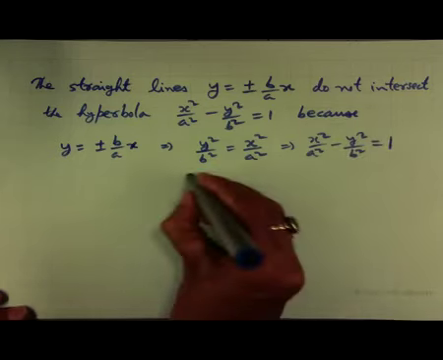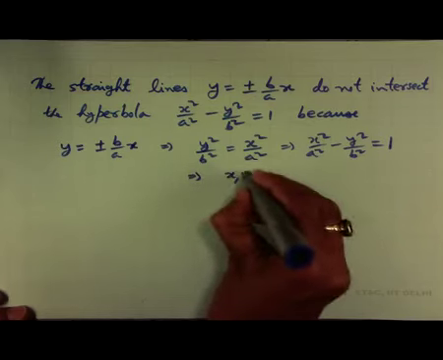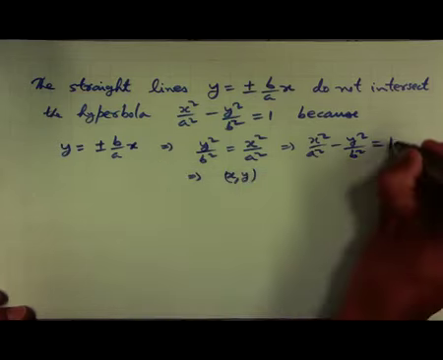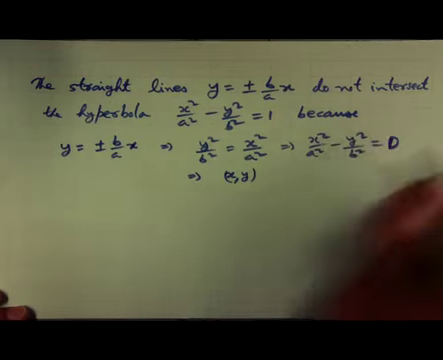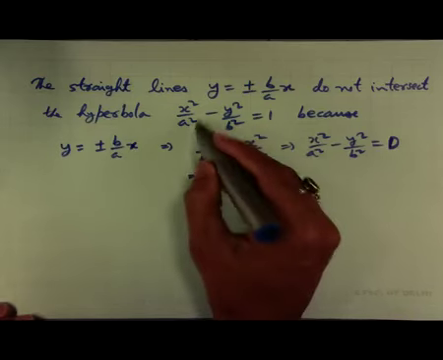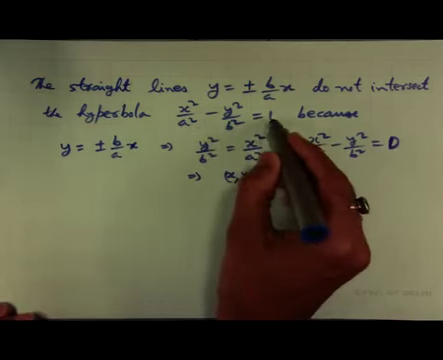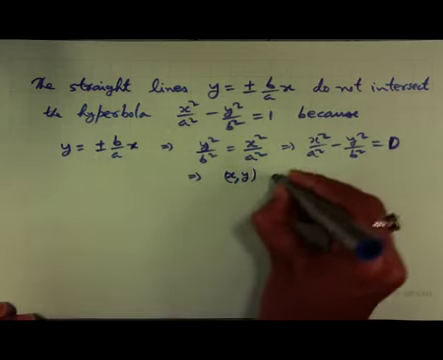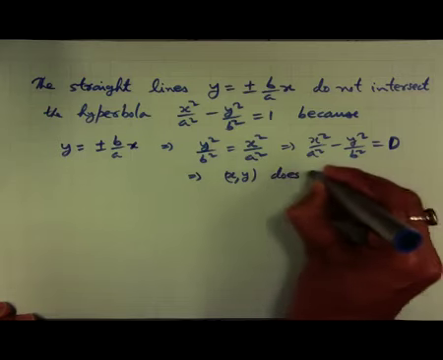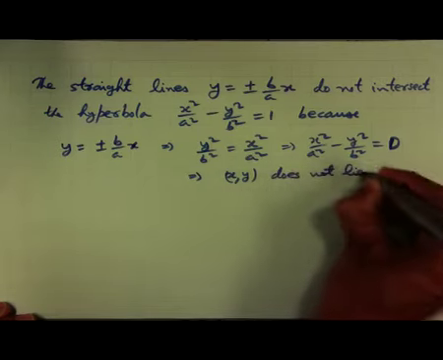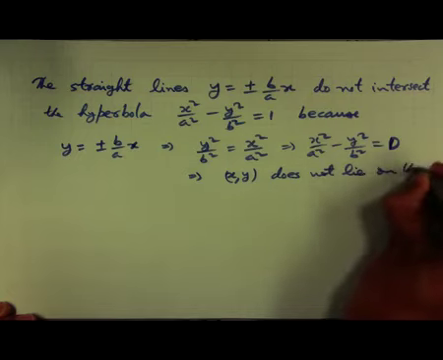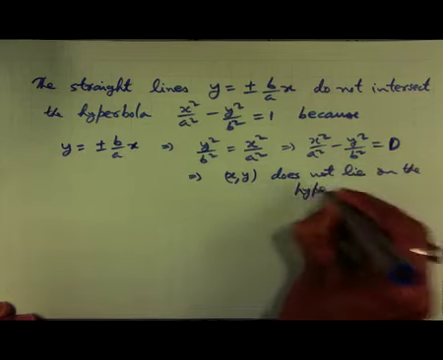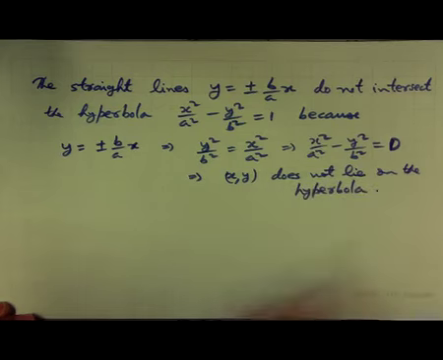Hence, x comma y satisfies x square by a square minus y square by b square is equal to 0, but the equation of the hyperbola is x square by a square minus y square by b square equal to 1. So, any point x comma y on these straight lines does not lie on the hyperbola. So, these lines do not intersect the hyperbola.